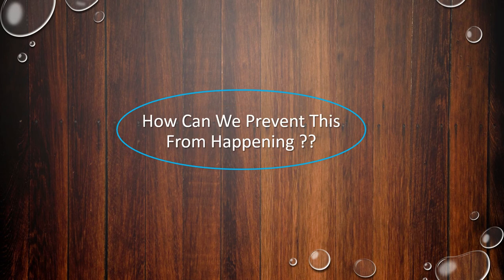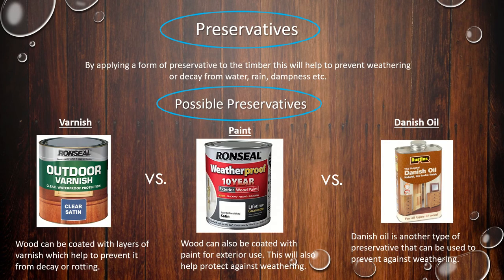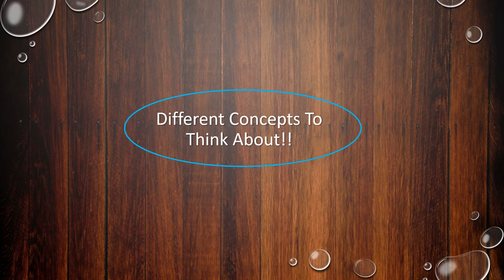So concepts and application. How can we prevent this from happening? This is where we're going to focus in on our wood preservatives. By applying a form of preservative to the timber, obviously this will help prevent withering or decay from water or rain. So the three possible preservatives that we're going to look at are varnish, paint, and Danish oil.